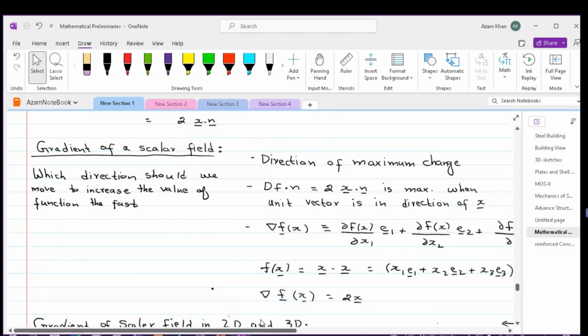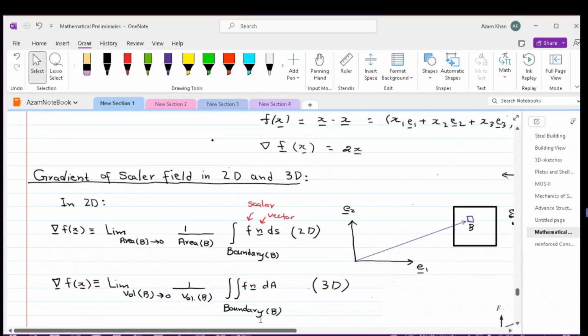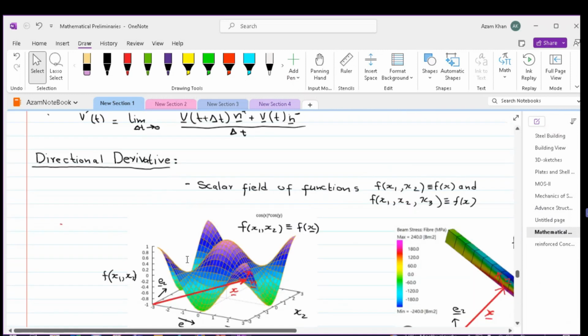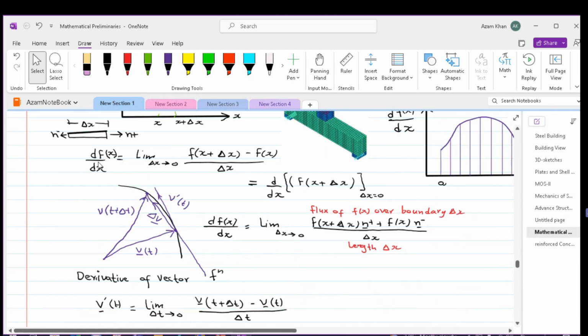Let us now discuss a more generalized definition of a gradient of a scalar field. We shall discuss the gradient in 2D and 3D setting. We will compare this generalized definition with the definition of a single variable differentiation of a function with respect to x.